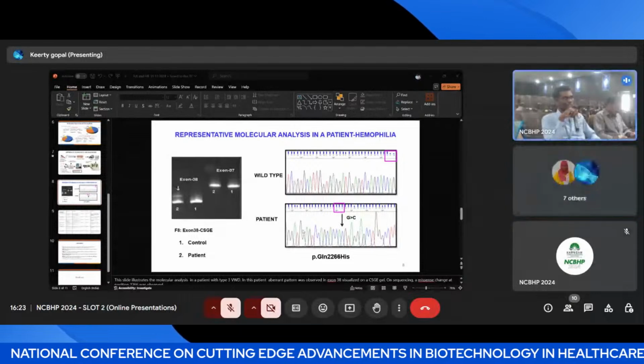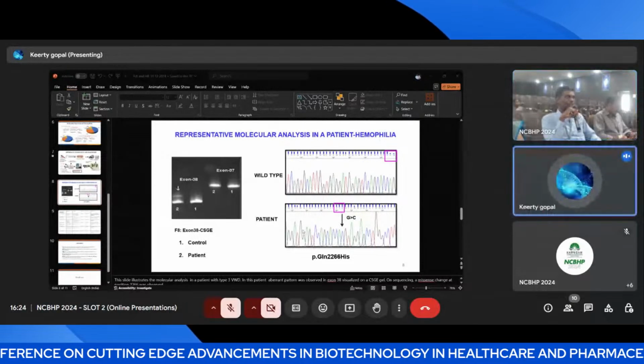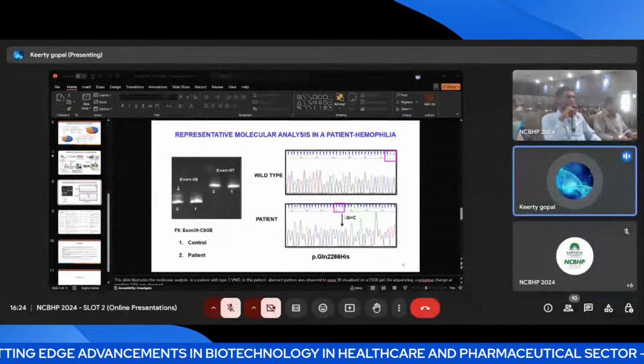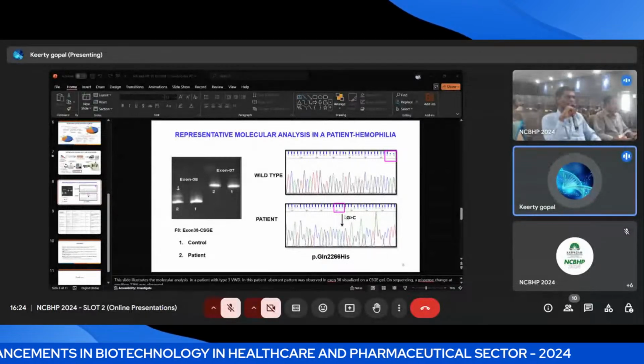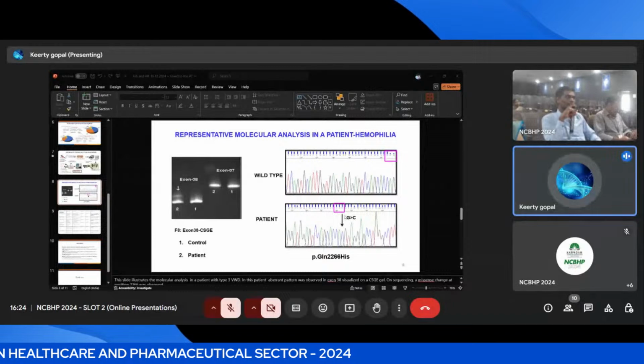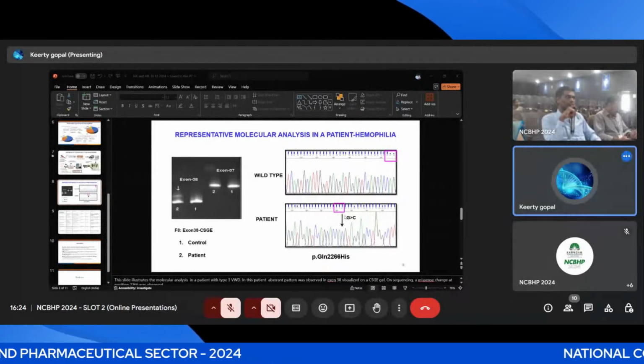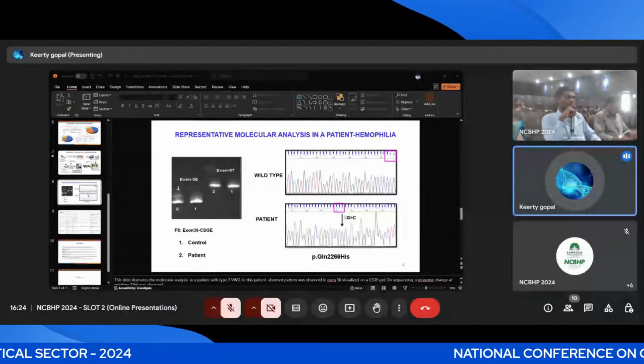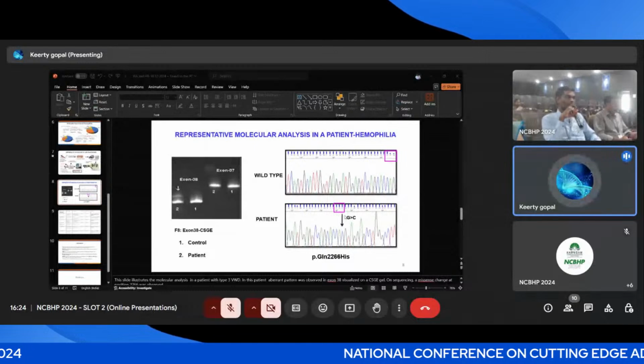So are there any treatment options available right now? Standard of care is based on replacing them with factor VIII levels, like cryoprecipitate or recombinant factor VIII, so that we are able to give them supportive care. However, ongoing gene therapy trials are also working to treat these patients in the long term.